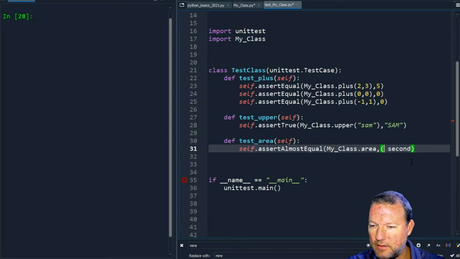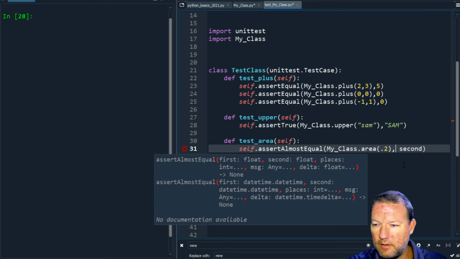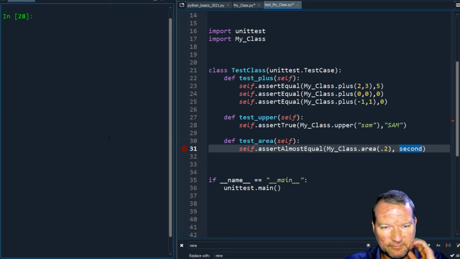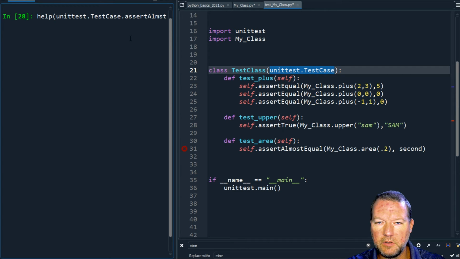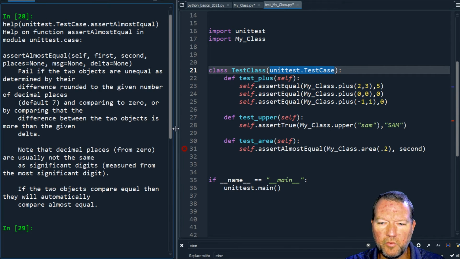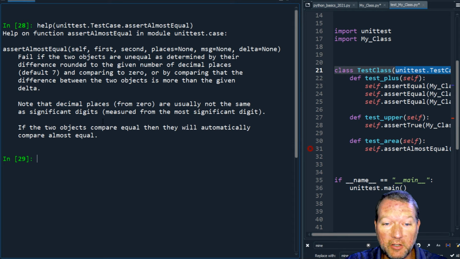Then I pass in what do we want to test. Now let's test 0.2. Then let's look over here. What does this do? So help(unittest.TestCase.assertAlmostEqual). What does this do? Because this does some pretty interesting things, and we're going to have a lot of control over them.